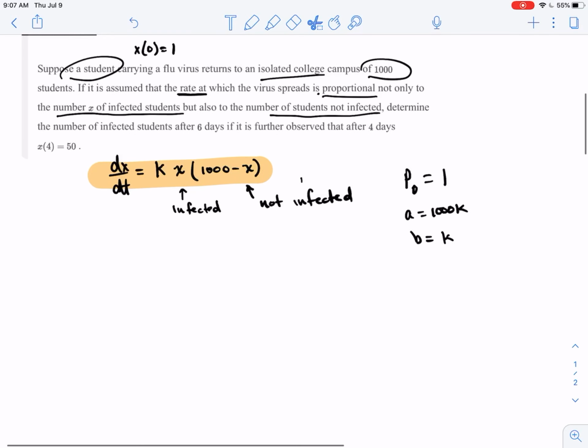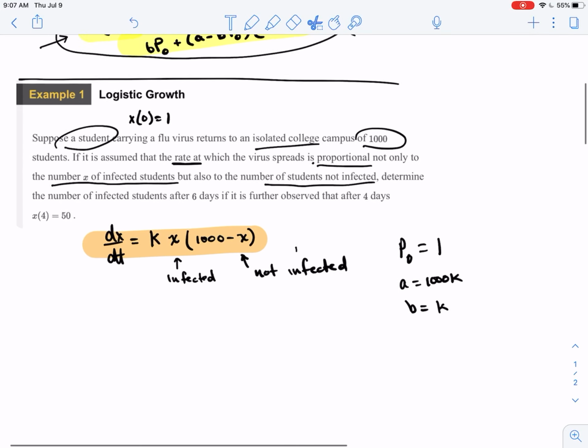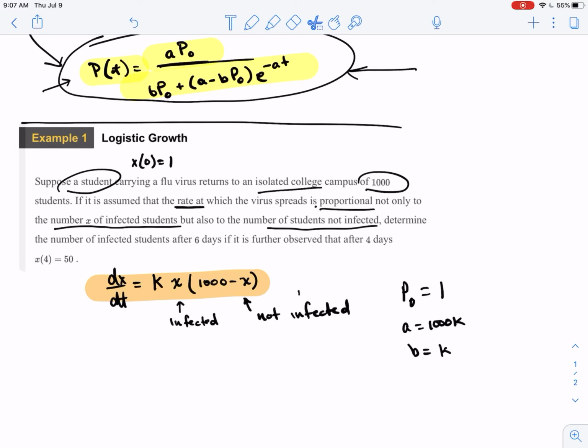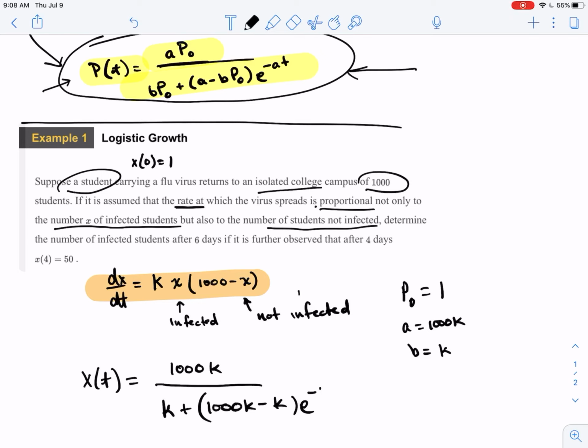All right. Okay, so then from here, let's look at that and let's set up our equation. So I have x of t is going to equal A, which is that 1,000 K, times P naught, which is 1. P is K, P naught is 1, plus A is 1,000 K minus B, which is K, and then P naught is 1. And then you have this e raised to the negative A t, so negative 1,000 K times t.